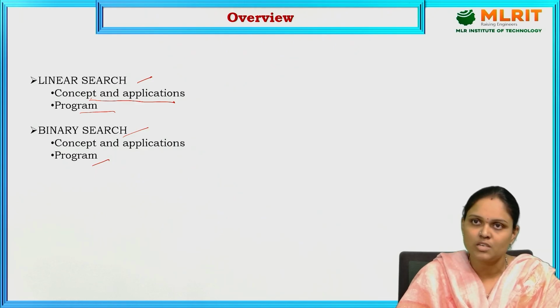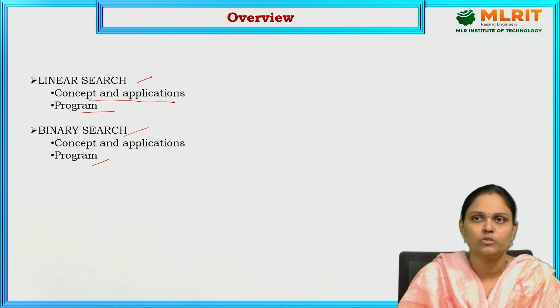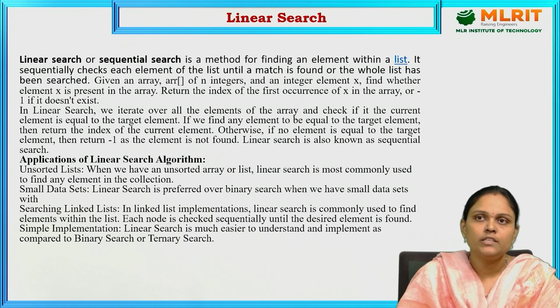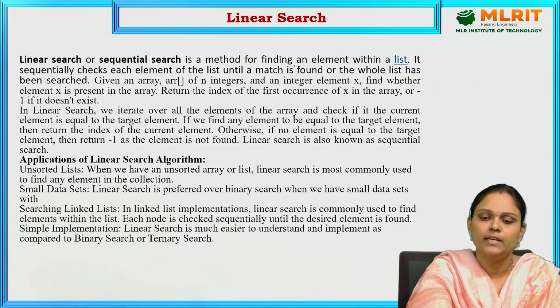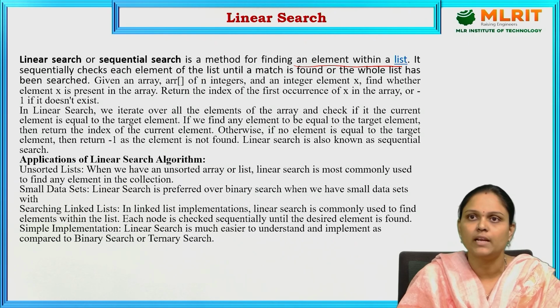So what is the concept of linear and binary search, and how are those concepts implemented using the C programming language? The program implementation part we are also going to discuss. Coming to the linear search: linear search is also known as a sequential search. It is a method of finding an element within a list, in a group of elements, in an array. In an array, we want to search for an element, and to search for an element we use linear and binary search.